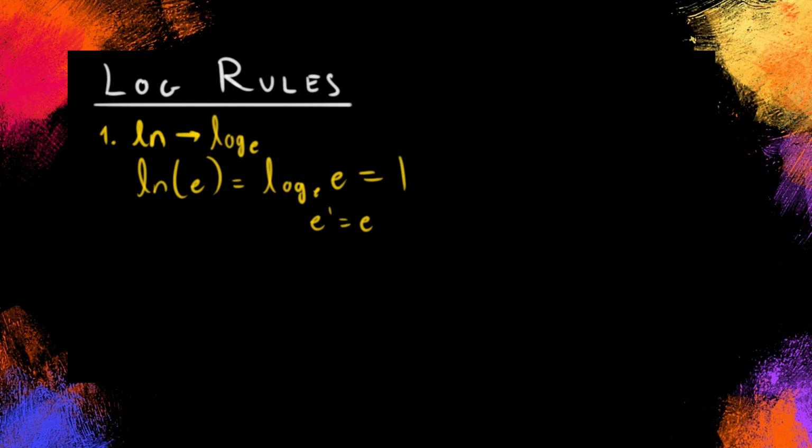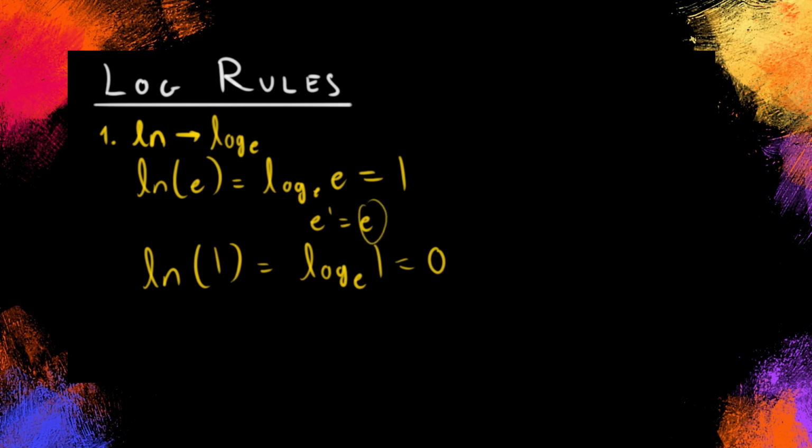Another example problem that we could do is just ln of 1, which again is log base e of 1. And we know this to be 0 because any number to the power 0 is 1.